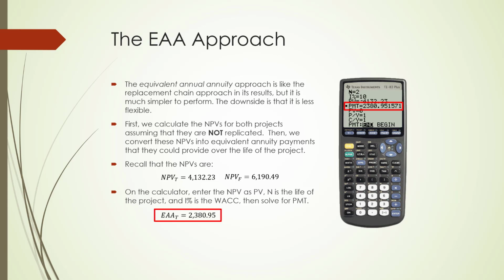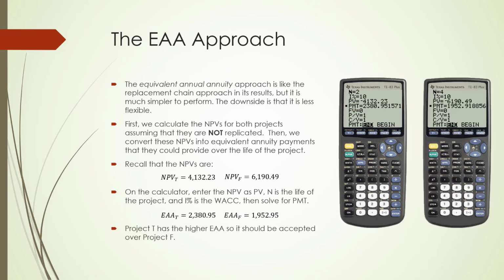We get 2,380.95. Now, when we do the same thing for Project F, and notice here that N is 4, whereas for Project T, N was 2, because N is the life of the projects. We plug in the NPV as PV, and we get a payment of $1,952. So the equivalent annual annuity for T is $2,380, and for F, it's $1,952. So that means that T is the better investment.